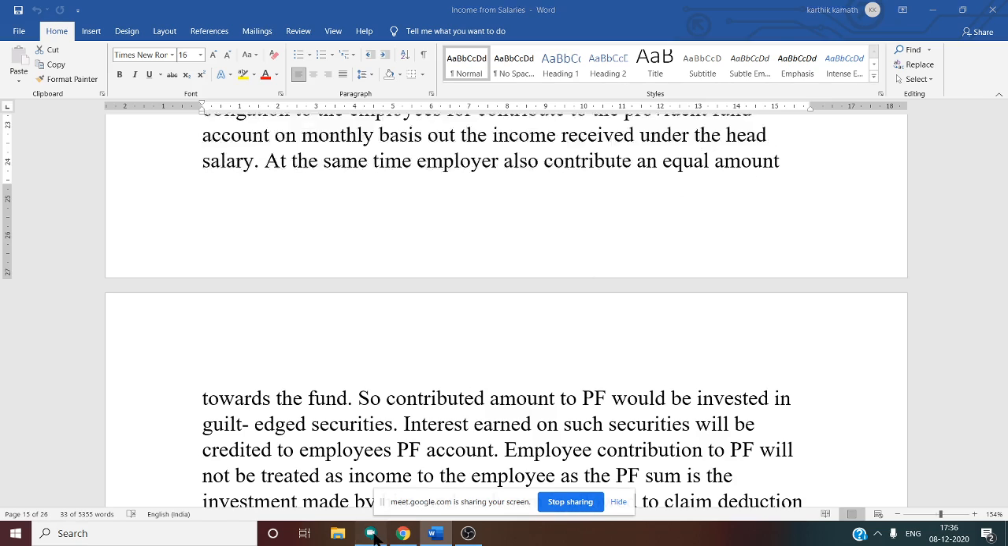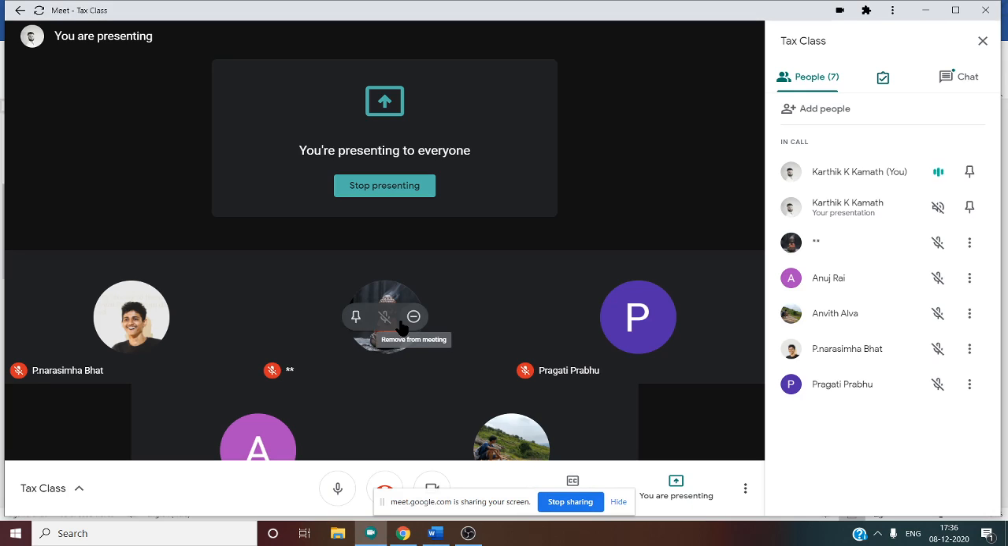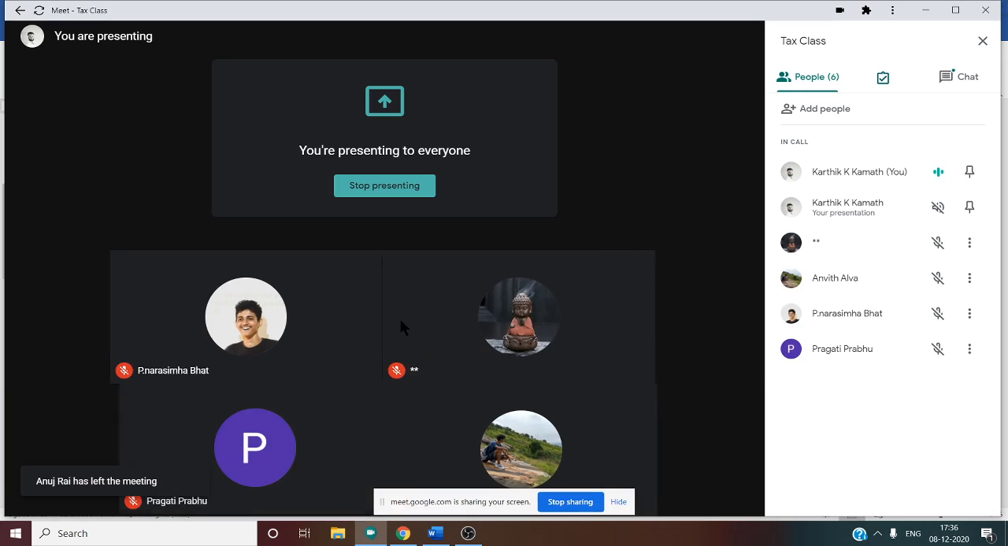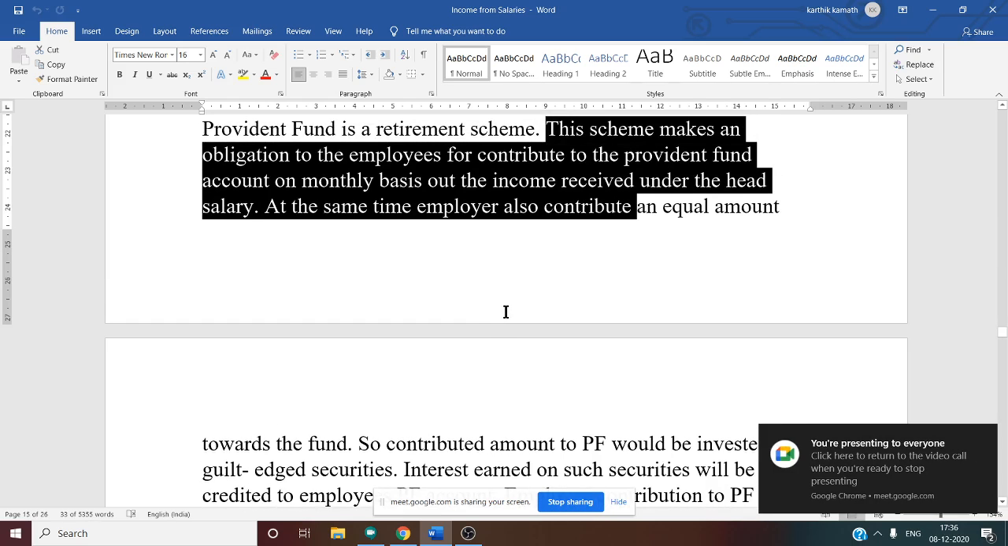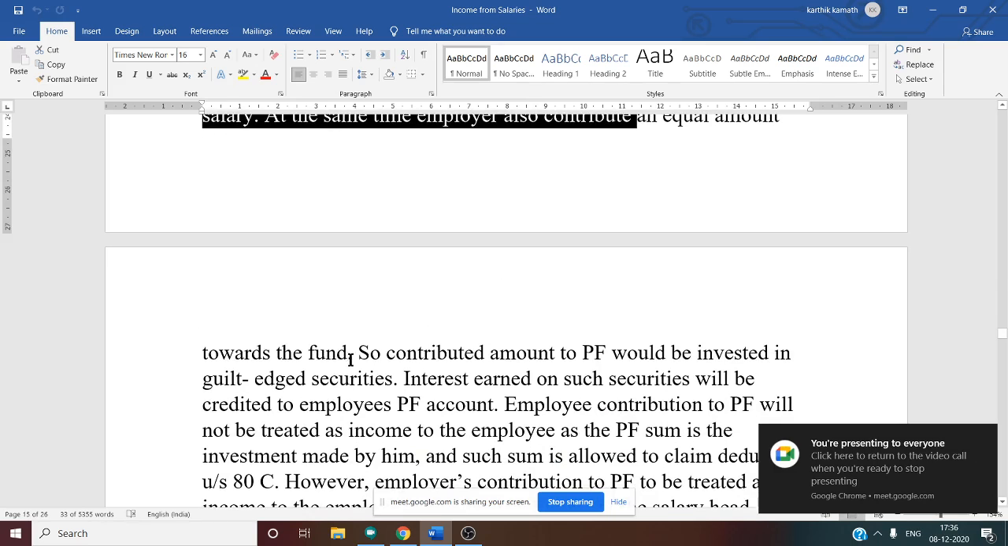At the same time, the employer also contributes an equal amount. Suppose you are a salaried person, there may be some kind of deduction, that is PF deduction. You may be knowing that PF deduction is there, isn't it? Whenever there is a PF deduction, it depends on a certain fixed percentage, it may be 10%, it may be 12%. If 12% is taken from your salary, then the same percentage should be contributed by the employer also. Suppose 800 is deducted from your salary, the employer will also put 800 into the PF account. So that is the meaning of this.